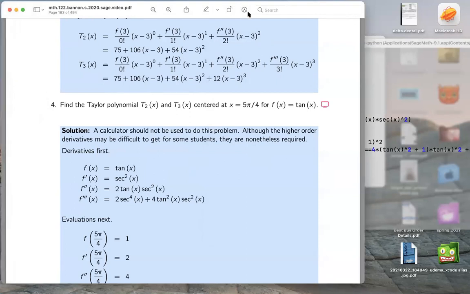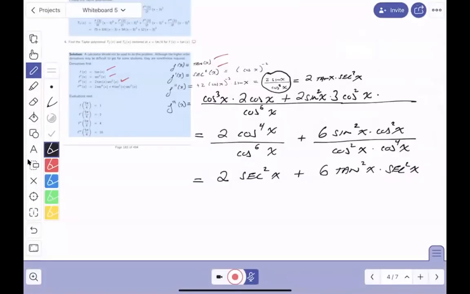Give me one second, I'm going to do another share. And just be momentarily with you. So I want to remind you what you did in Math 120. In Math 120, you've got a problem like this. What you do is you write it down. So what do you get? This would be 2 secant 4 x plus 4 tangent squared x secant squared x.